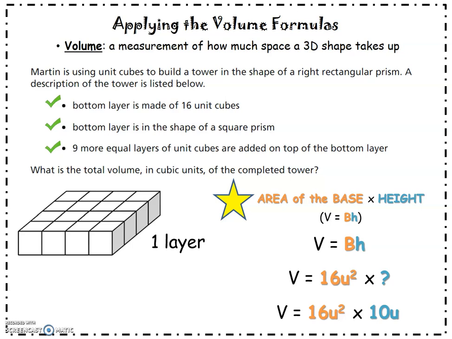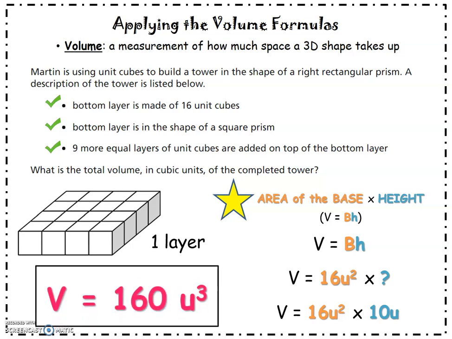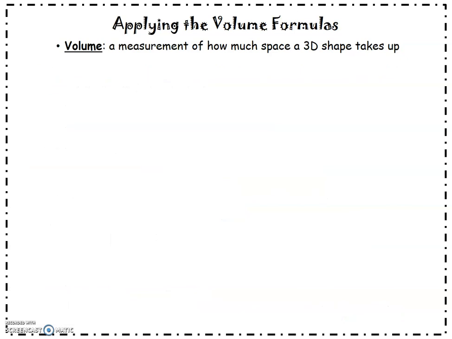Now I can use my formula of area of the base times the height, or 16 square units times 10 units, to give me a total volume of 160 units cubed. So this is one type of question where you might need to apply one of those two volume formulas. Let's take a look at a second type of special question you might see.